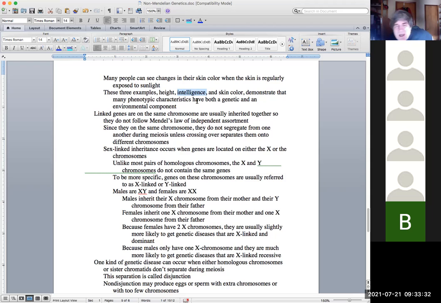So now we want to talk about one more type of inheritance that violates Mendel's laws. And this really violates the law that Mendel came up with when he was doing his dihybrid crosses. And remember, I've mentioned several times, he started out studying 14 characteristics. He ended up only studying 7.